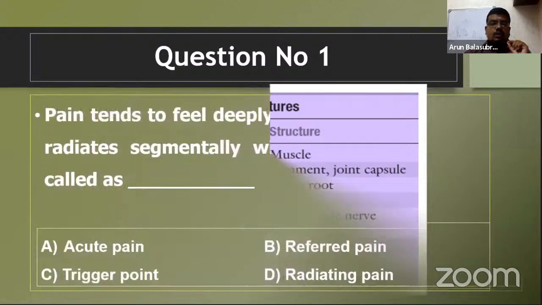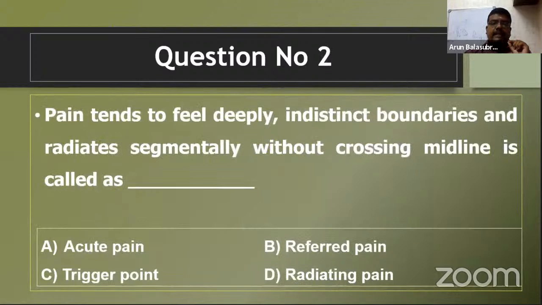From this, we are going to move on to the second question. The pain tends to feel deep, has indistinct boundaries, and radiates segmentally without crossing the midline. Is it called A, acute pain, B, referred pain, C, radiating pain, or D, trigger point pain? You have to read clearly: it feels deep, has indistinct boundaries, and does not cross the midline. Right, so there is no crossing of the midline.